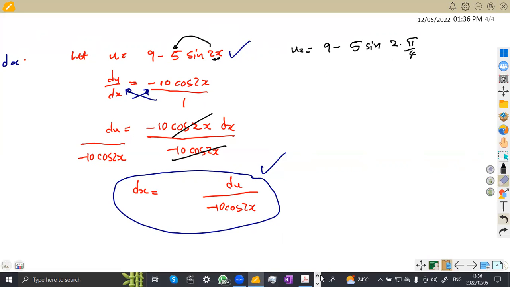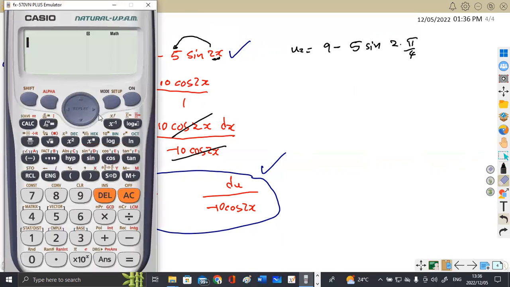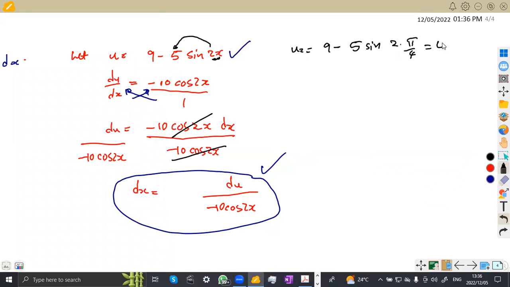So you can change the limits, or you can leave it like that and then substitute x later on. You are going to see the difference later on. Here I just have to change my calculator to radians. There must be an indicator to show that you are in radians. So this is 9 minus 5 sine 2 times pi over 4, and you close the bracket. Here we are going to obtain a 4.